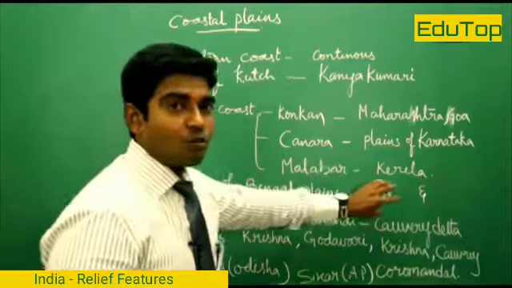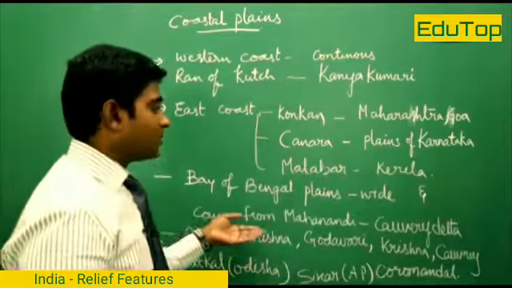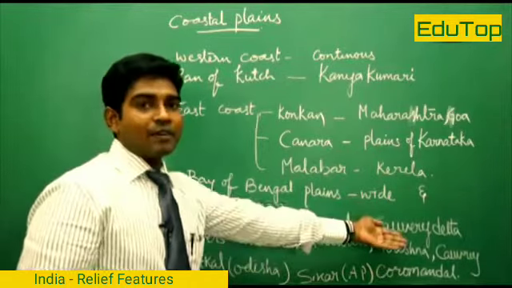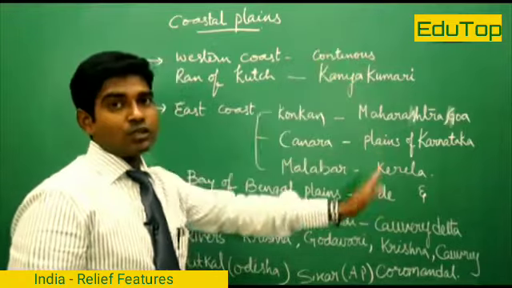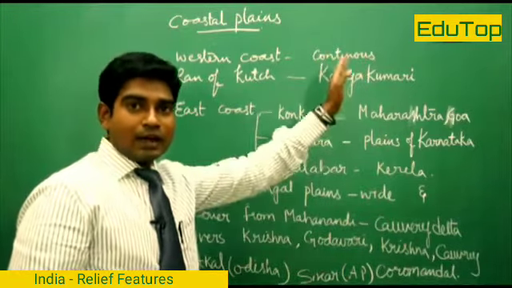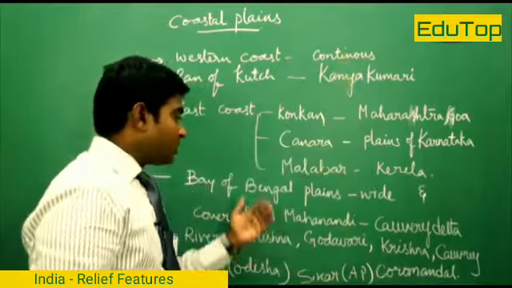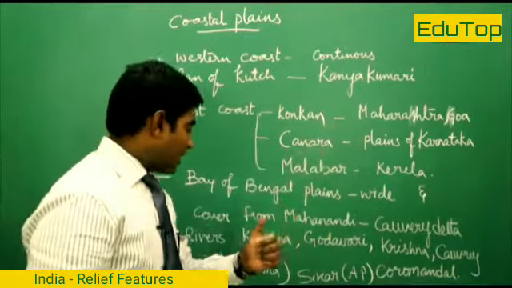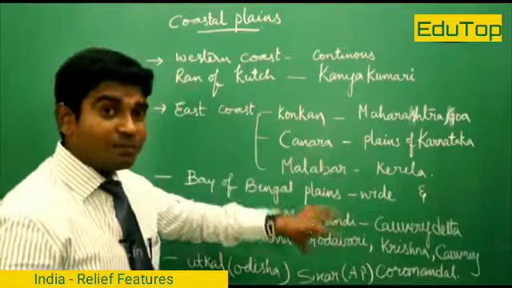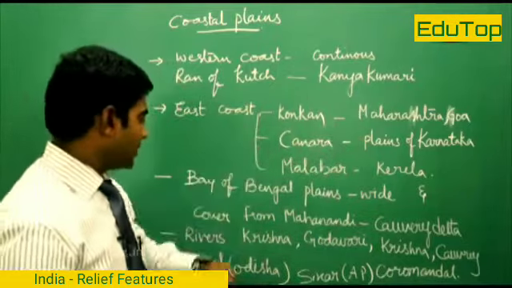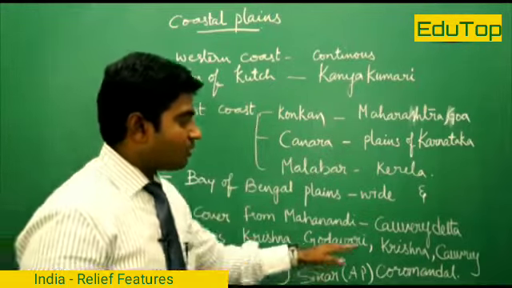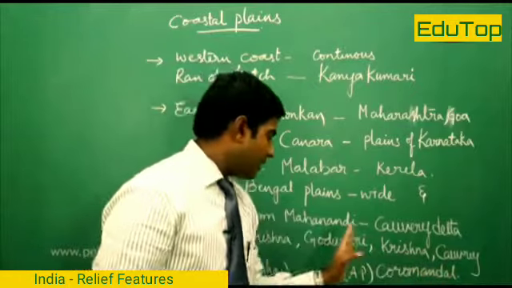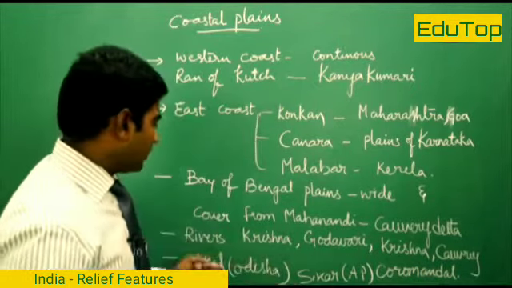The Bay of Bengal plains are wide and they cover the regions from the Mahanadi to the Kaveri Delta, which means from the Odisha region to the entire Tamil Nadu region, covered continuously with breaks or gaps existing in different regions. And the major rivers which are creating the breaks for this eastern coast are the rivers Krishna, Godavari, Kaveri and others.